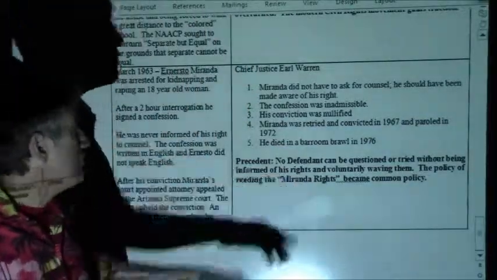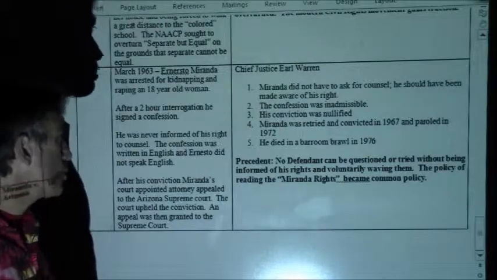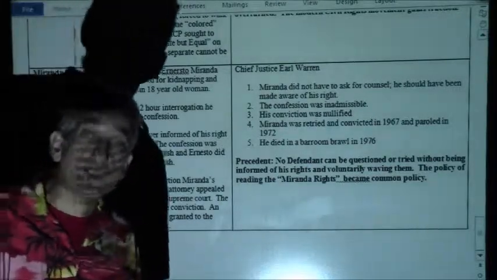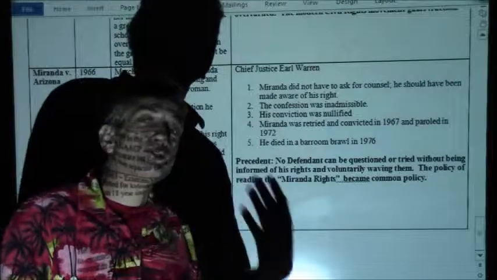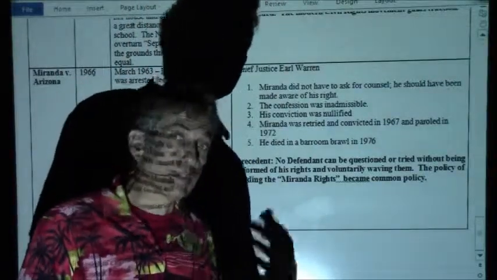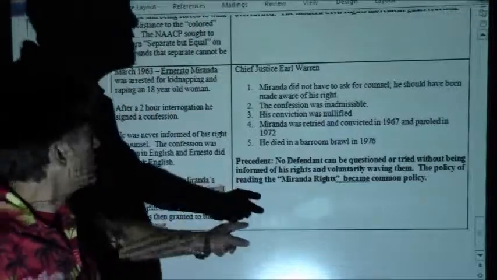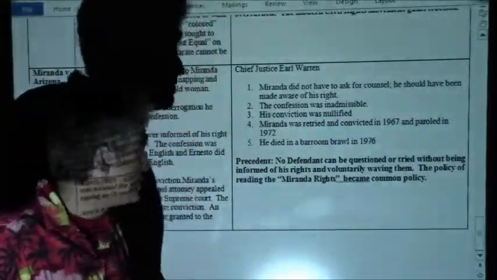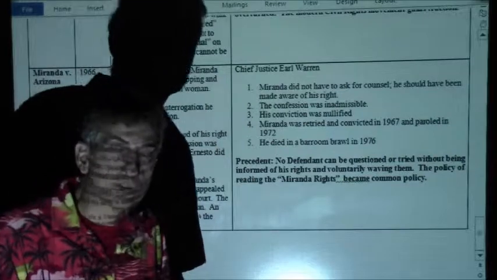So the precedent: no defendant can be questioned or tried without being informed of his rights and voluntarily waiving them. They have to tell you your rights, and then you have to turn around and say, I waive my rights. It's not enough to say, do you understand them? You have to turn around and say, I waive them. The policy of reading the Miranda rights became a common policy, so now it occurs across the United States.